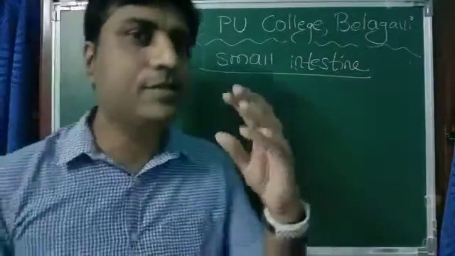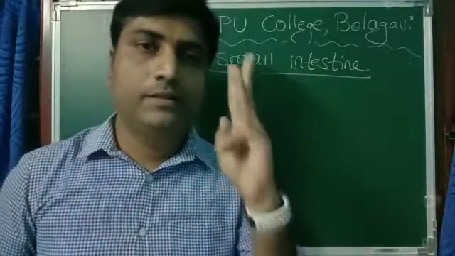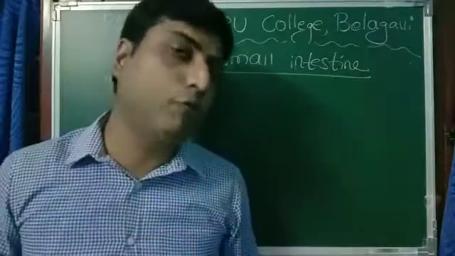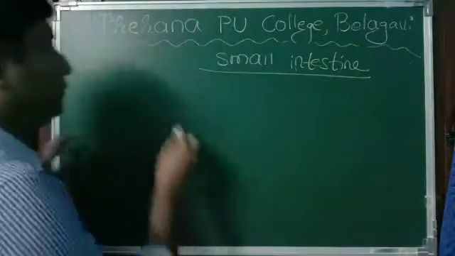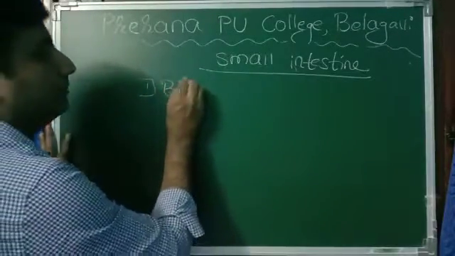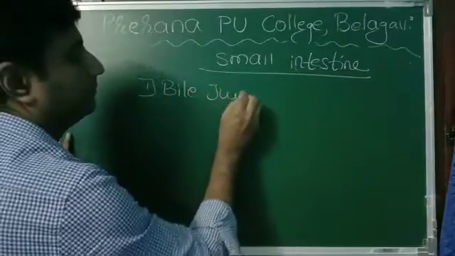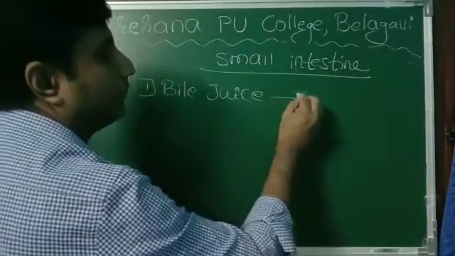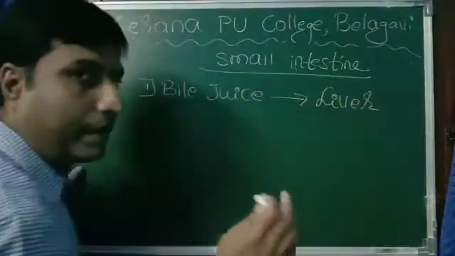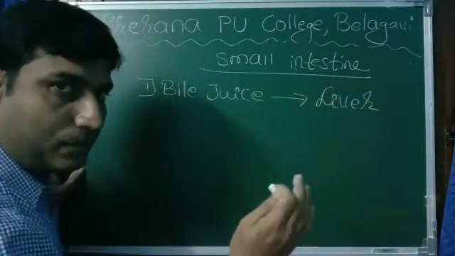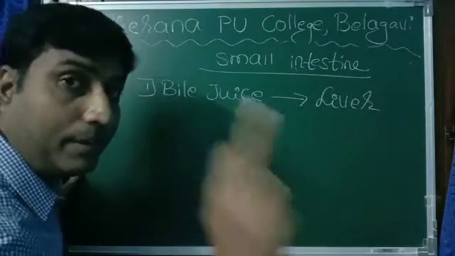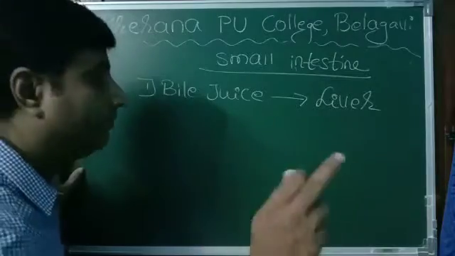When food enters the small intestine, 3 digestive juices get mixed with the food. Which are those? First one, bile juice, that comes from the liver. Bile juice is released from the liver. Liver is the largest gland in our body. Remember, the liver is the largest gland in our body.